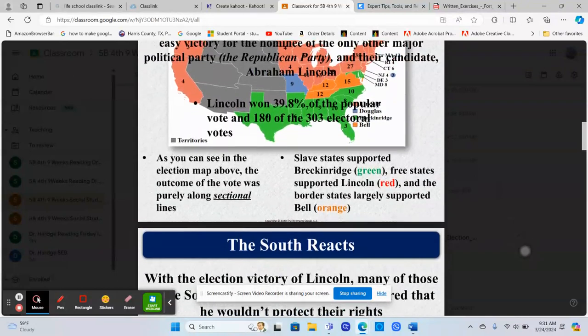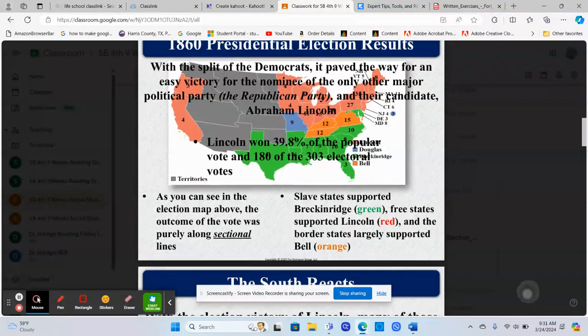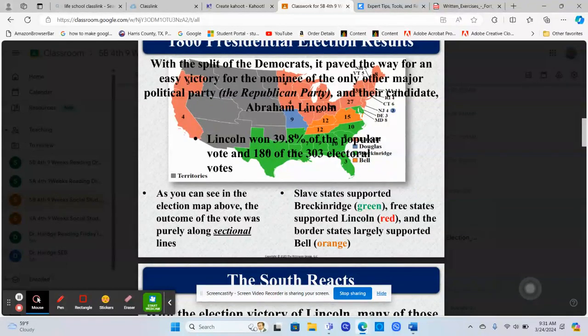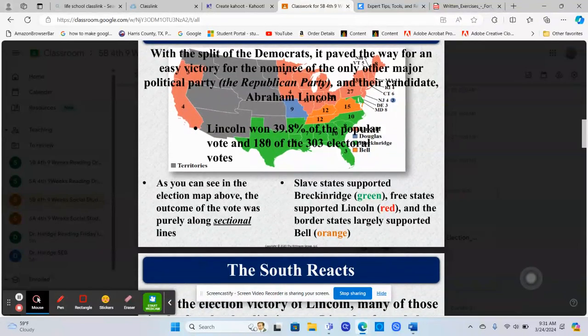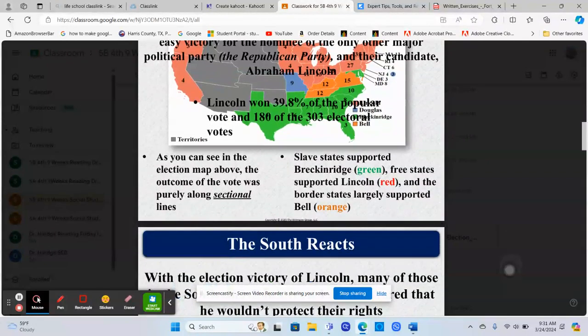As you can see in the election map above, the outcome of the vote was purely along sectional lines. Slave states supported Breckinridge, which are the green states, all in the South. Free states supported Lincoln, the red states, mostly in the North and over in the West. And the border states largely supported Bell, the orange, which is a very small portion. And as you know, Bell was part of the Constitutional Union Party.